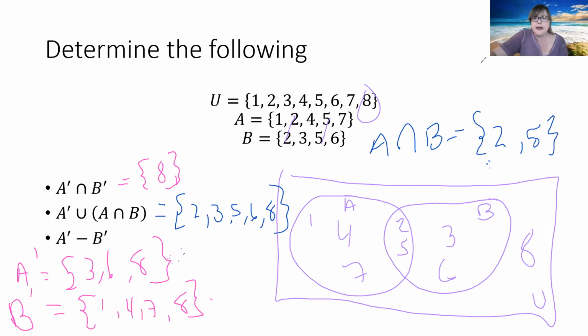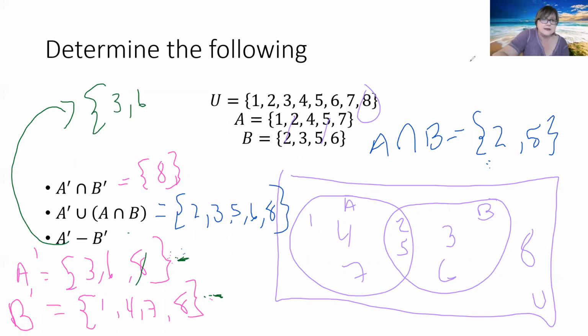All right, now A complement minus B complement. My bad. Okay, A complement's right here. B complement's right here. So the subtraction means all of the elements in this set, we're going to remove elements from this set. Well, I can't remove the 1, the 4, or the 7 because it's not there, but I can remove the 8. So if I take away the 8, that leaves only 3 and 6. So my answer for this is the set 3 and 6.